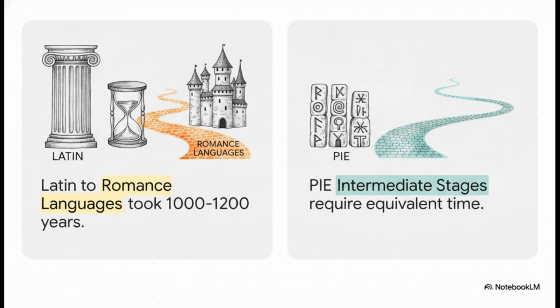The single best documented case of language divergence in human history is Latin evolving into the Romance languages. French, Spanish, Italian. From classical Latin to a language as fully distinct as French, that took roughly 1,000 to 1,200 years of separation. Leading scholars already acknowledge that the intermediate stages of PIE are just as distinct from one another as French is from Latin. Therefore, they logically require an equivalent amount of time for those systematic innovations to accumulate.